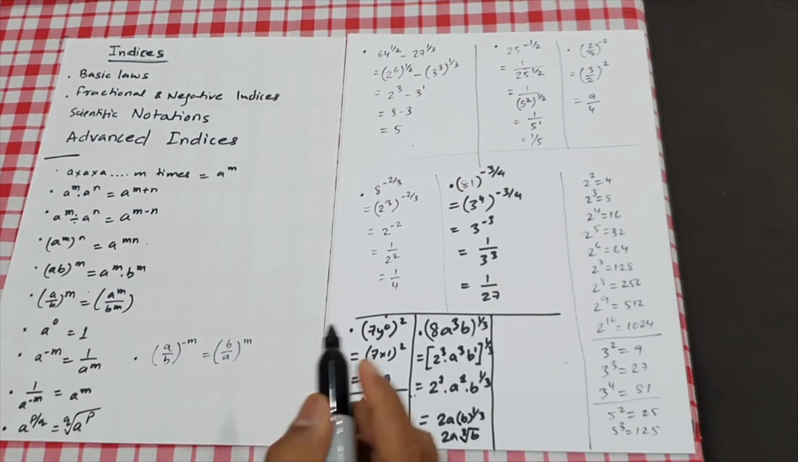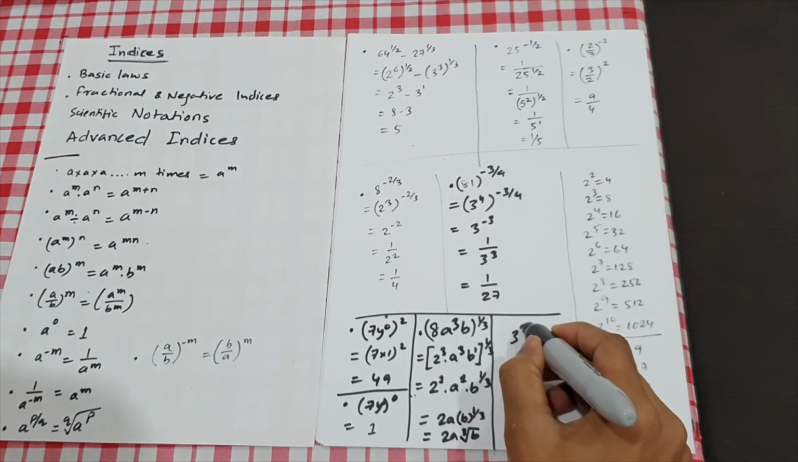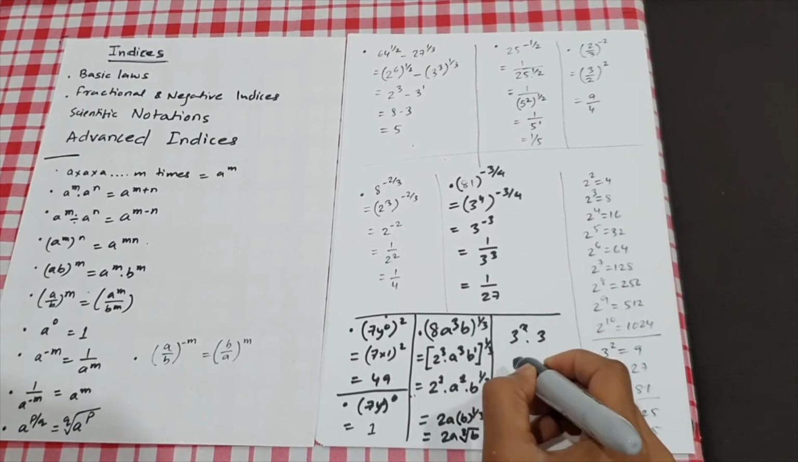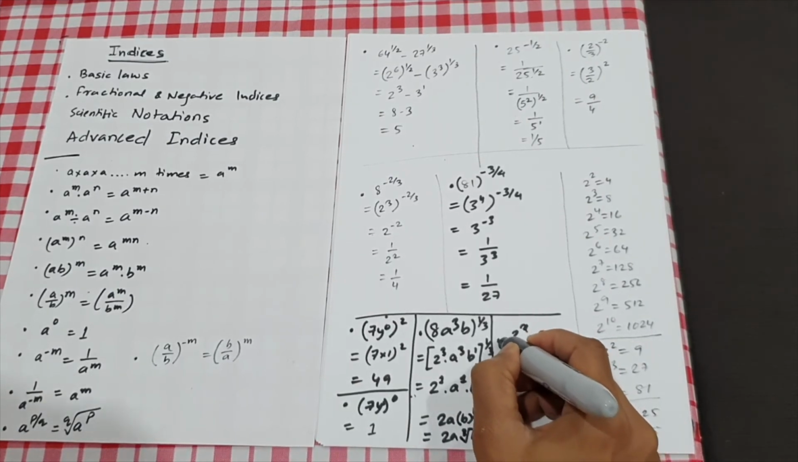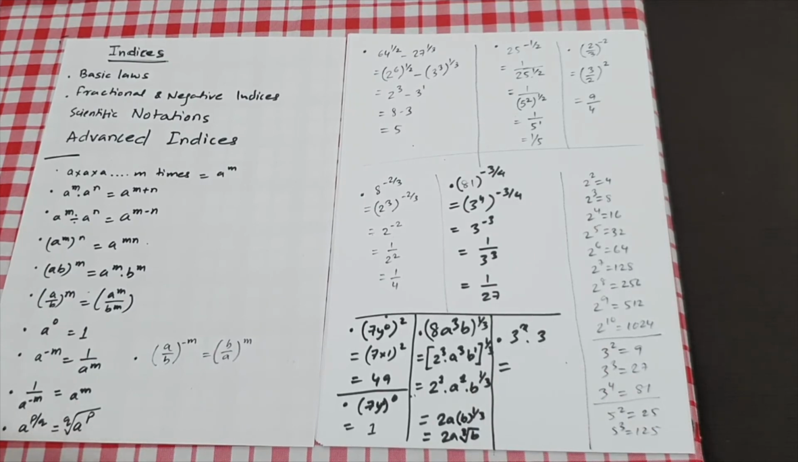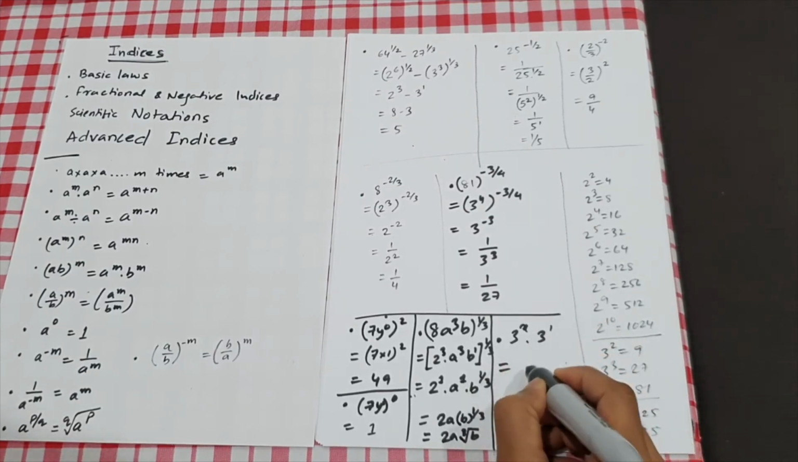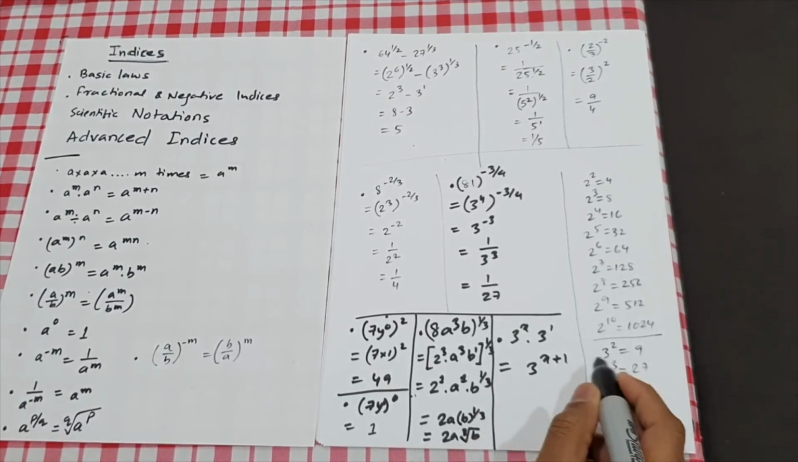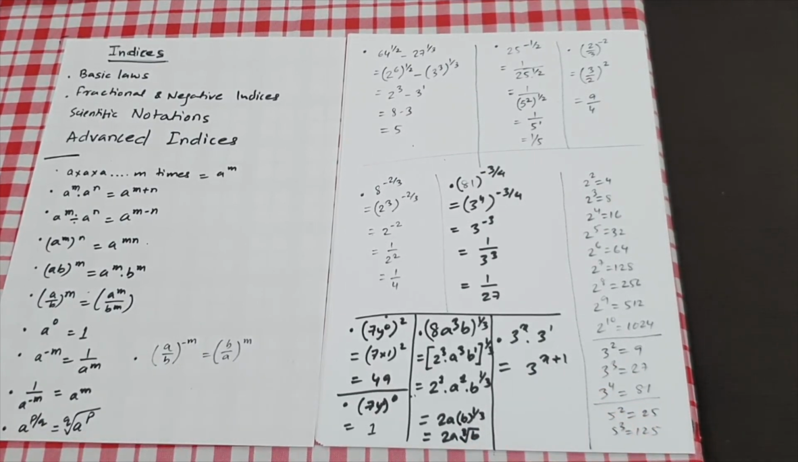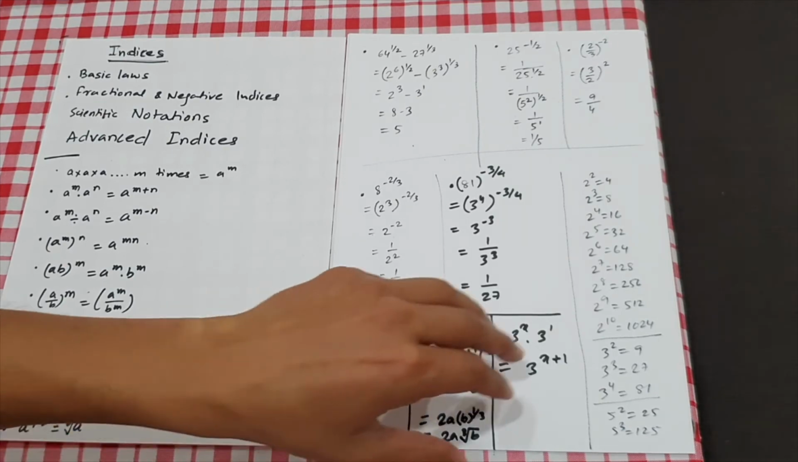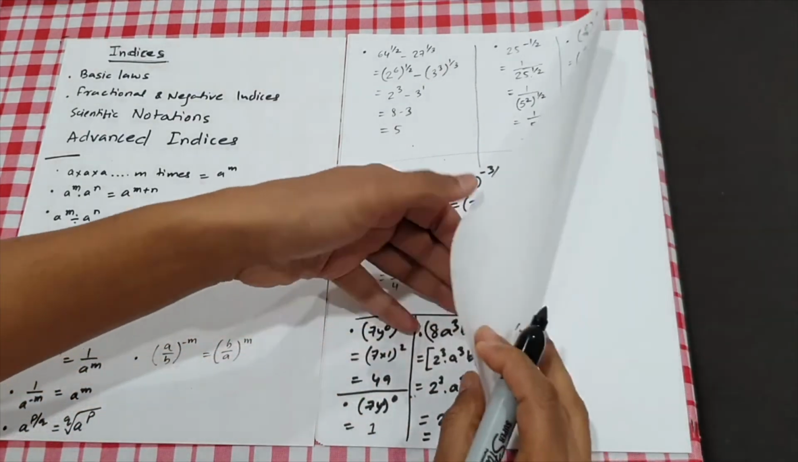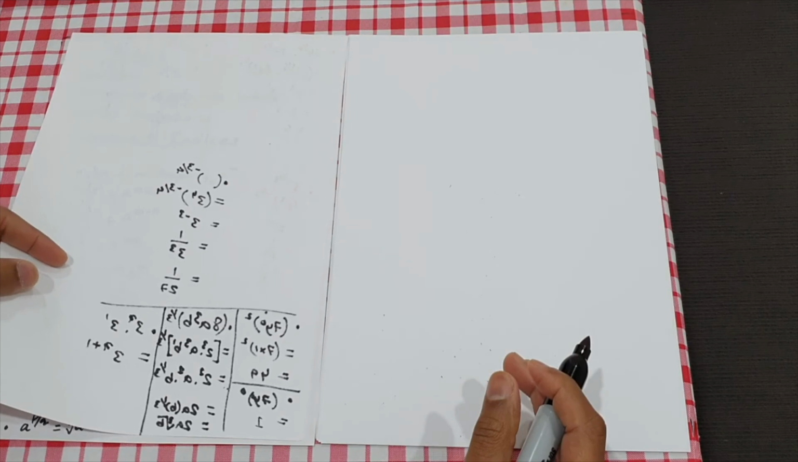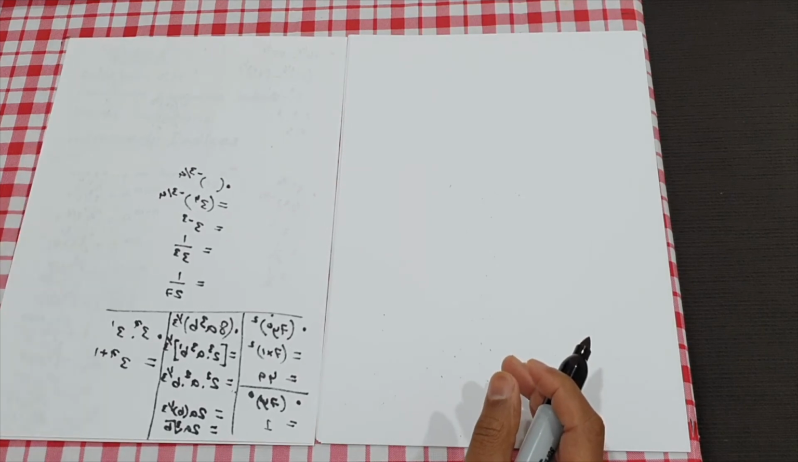Okay, one more, 3 to the power x times 3. How do we write this? This is 3 to the power 1, so 3 to the power x plus 1. That's all. We can't go any further. That's the answer. We'll take a few more examples before we finish this topic.